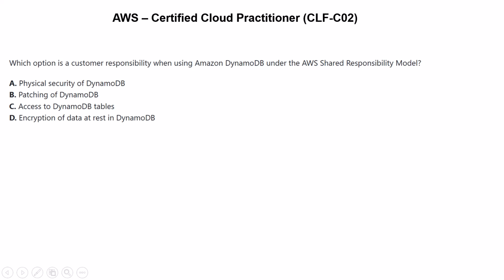Our first question, which option is a customer responsibility when using Amazon DynamoDB under the AWS Shared Responsibility model? Option A, physical security of DynamoDB. Option B, patching of DynamoDB. Option C, access to DynamoDB tables. Option D, encryption of data at rest in DynamoDB.